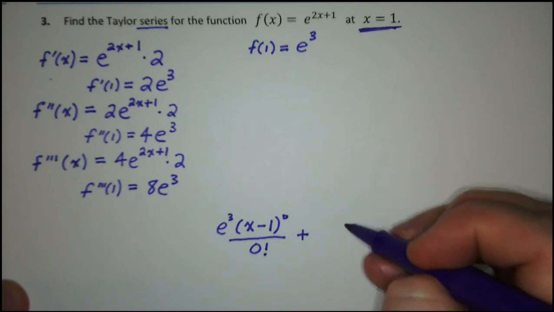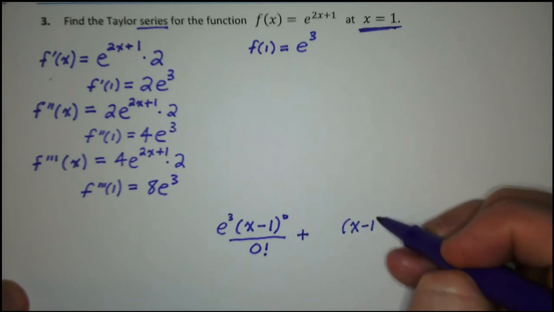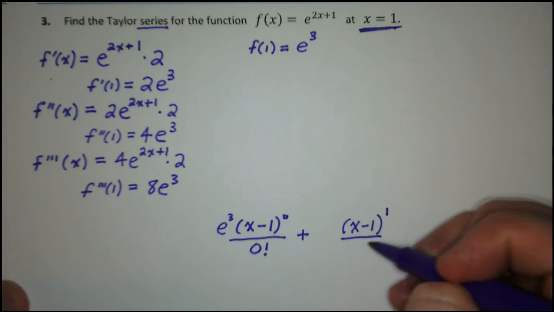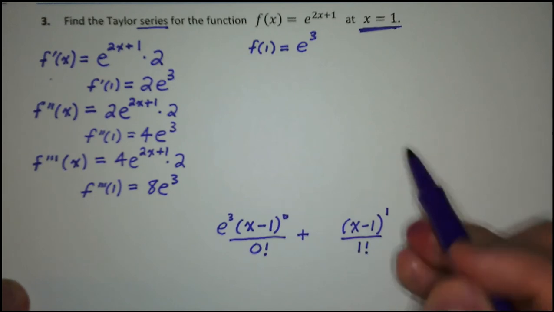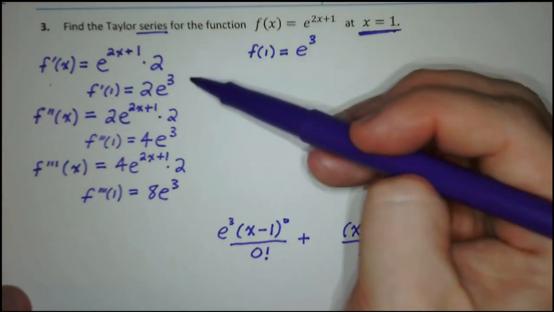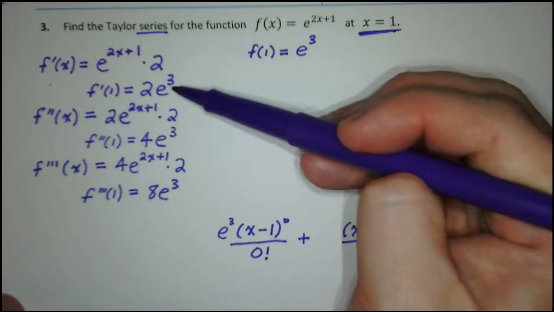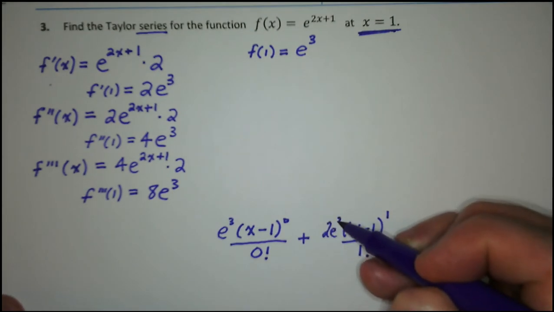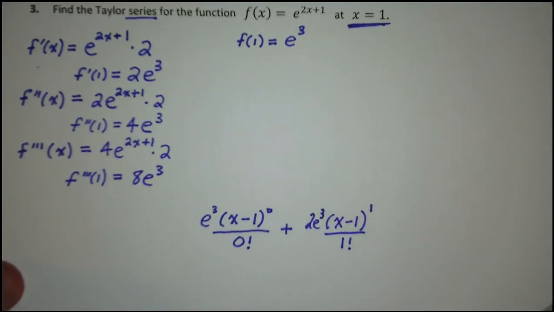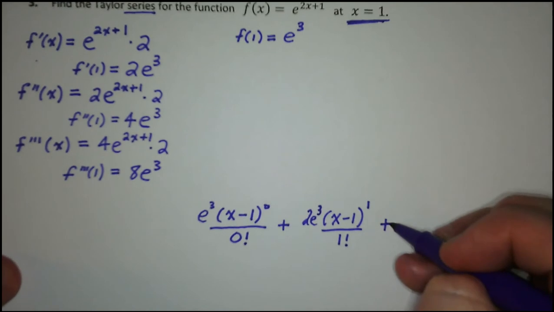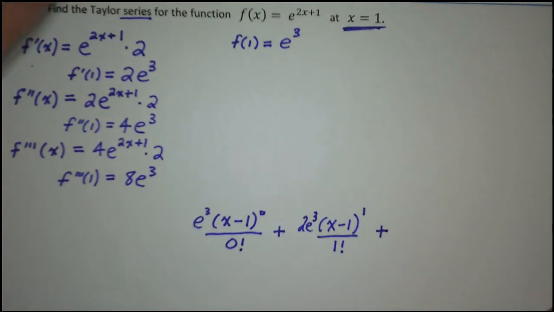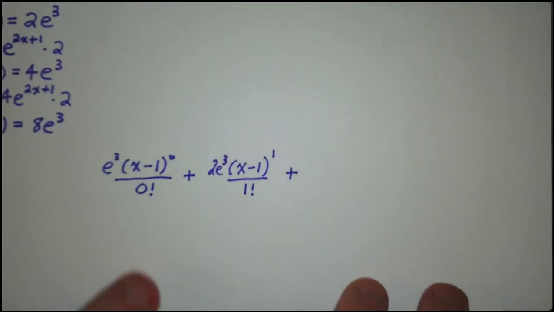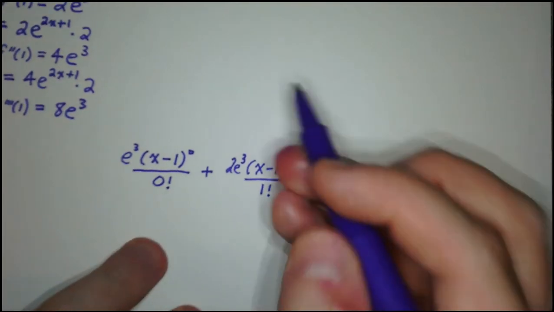And then in our next term, it's going to be x minus 1 to the 1st power over 1 factorial. But along with that, we're going to have what? 2e to the 3rd? Should have left myself more room. 2e to the 3rd. And then in our next term, we're going to have what?